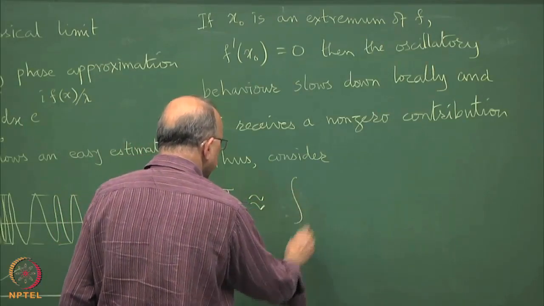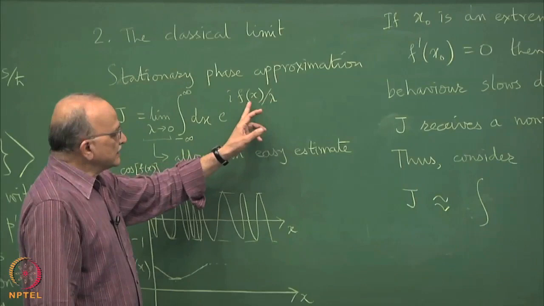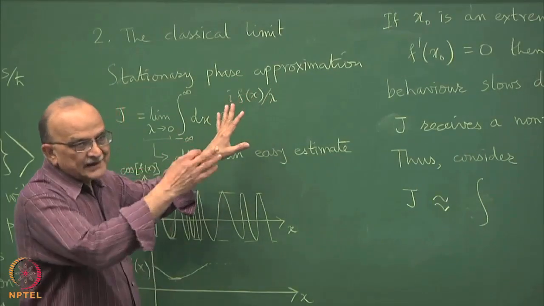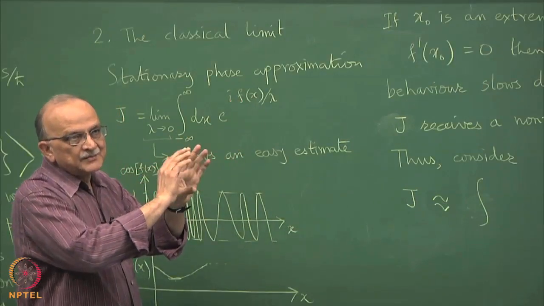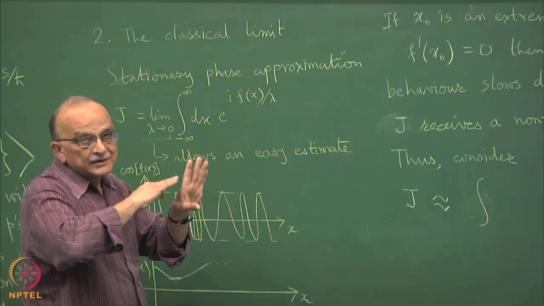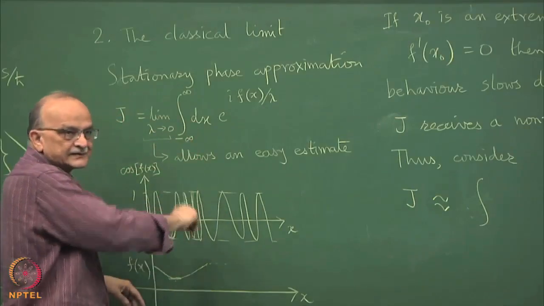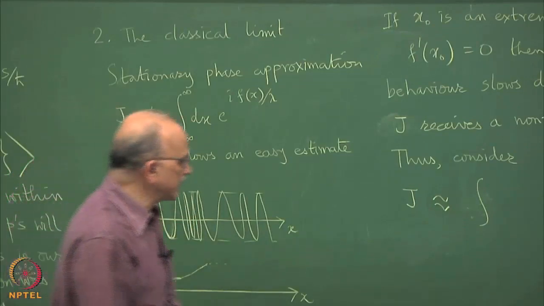The point is, as you make lambda smaller, the exponent will become much larger. So small changes in f will make f over lambda run over a long range. It will just make the oscillations much faster as lambda goes to 0, except at the point where it has actually hit a minimum.